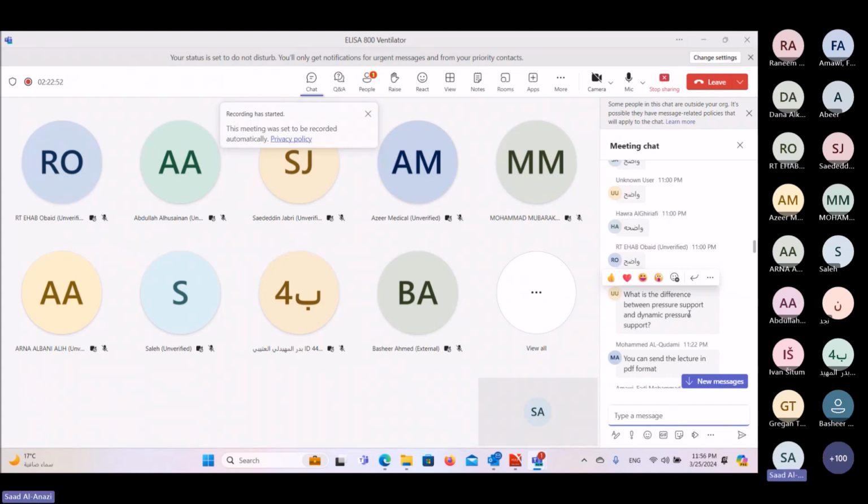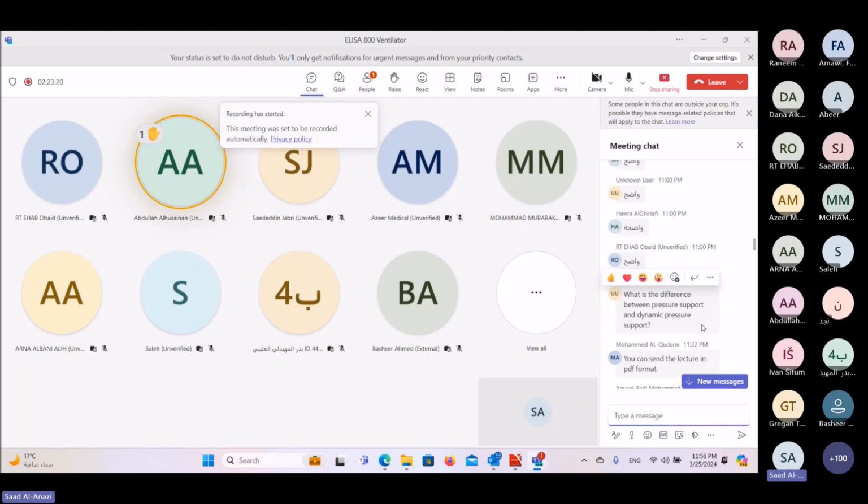What is the difference between pressure support and dynamic pressure support? It's really a great question. Pressure support is a fixed pressure support. You select pressure support, PSV. So whatever the patient's breath is, the machine will give, for example, 8 pressure support. Next breath, 8 pressure support. Next breath, 8 pressure support.